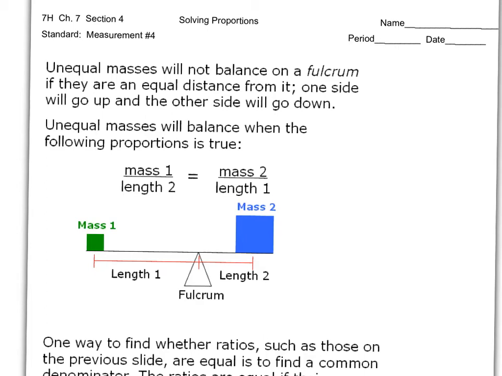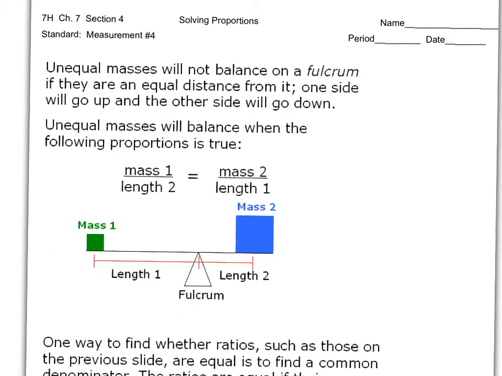Okay, guys, so today we are going to do Chapter 7, Section 4, Solving Proportions. Unequal masses will not balance on a fulcrum if they are an unequal distance from it. One side will go up and the other will go down. Think of this as if you're on a teeter-totter, right? For it to be balanced, sometimes one of you has to scoot in or out to make it straight so that you're both across from each other.